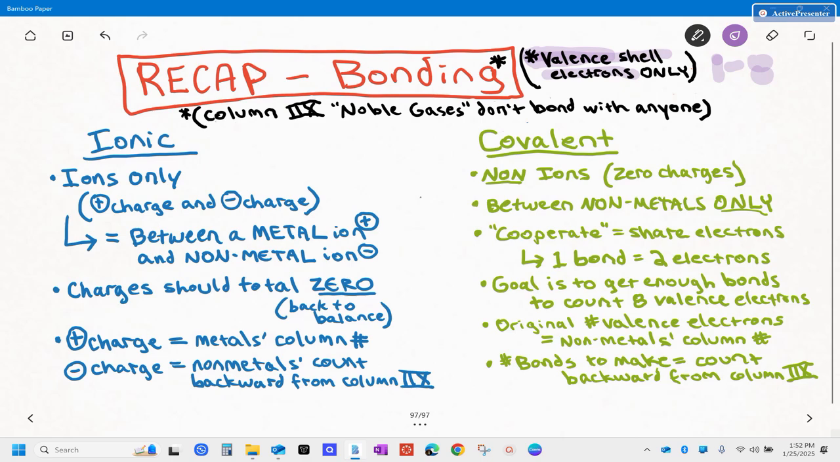So I bet that is a huge relief and a load off your mind. You only need to worry about that valence shell, and you only need to worry about the electrons in the valence shell. And there's only going to be 1, 2, 3, 4, 5, 6, 7, or 8 of them, and that's it.